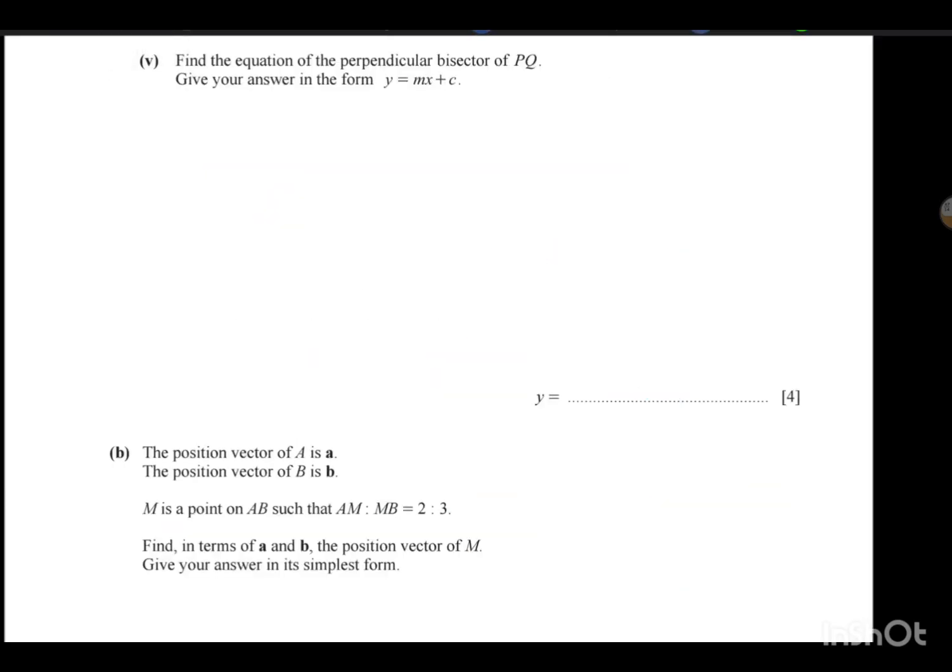Question number 5. Find the equation of the perpendicular bisector of PQ. Give your answer in the form y equals mx plus c. So the perpendicular bisector of PQ, we have to find the equation. First of all, let us find out the gradient of the given line, which is PQ. The gradient of PQ will be found using the rule y2 minus y1 by x2 minus x1.